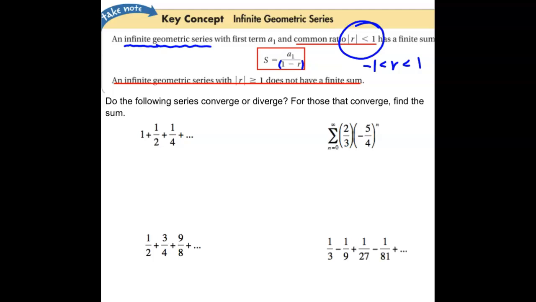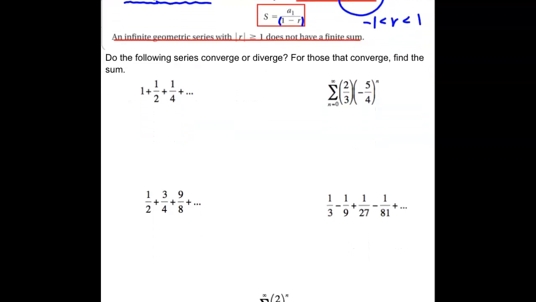An infinite geometric series where the R value is greater than 1 or smaller than -1, we will not be able to find a sum. All right, so the first thing we're going to do is look at a few infinite geometric series and decide, do they converge or diverge? If they converge, we're going to find the sum.